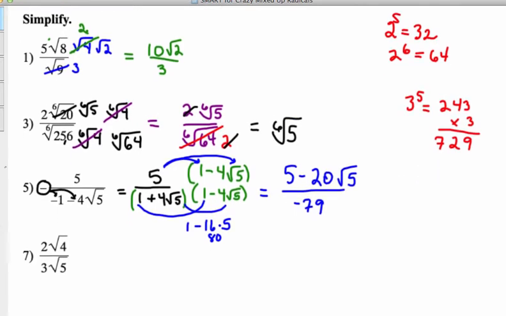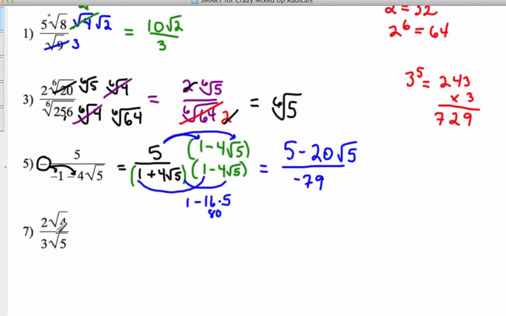Okay, last one. We're just going to rationalize here. Multiply top and bottom by radical 5. So here's a pair. 3 times 5, my denominator is 15. Upstairs, square root of 4 is 2. I'll have 2 times 2, which is 4, radical 5. All done.